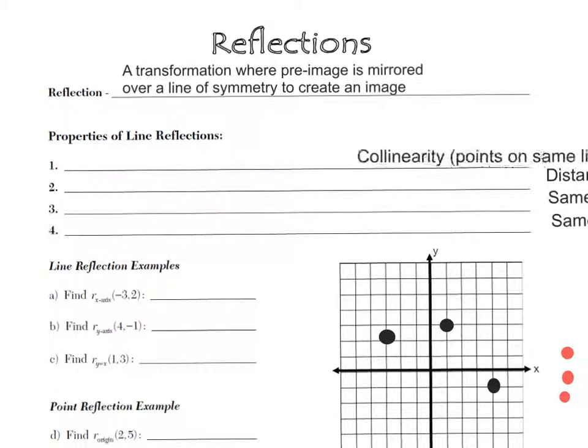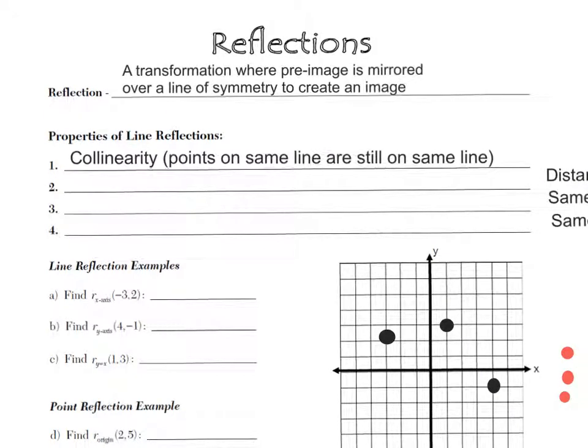One of the first properties of a line reflection is called collinearity. Collinearity means that the points on the same line are still going to be on the same line when I reflect it. So if these 2 points were on the line on one side, when I reflect it, those 2 points will still be on that line.